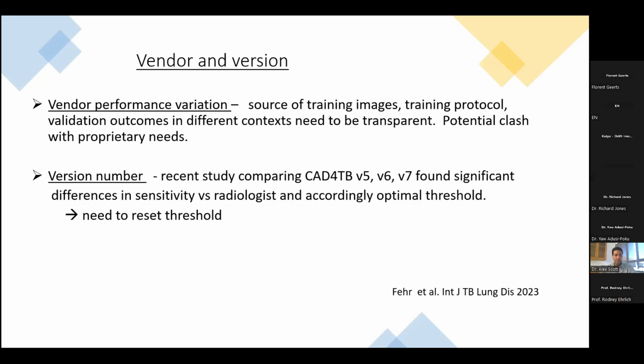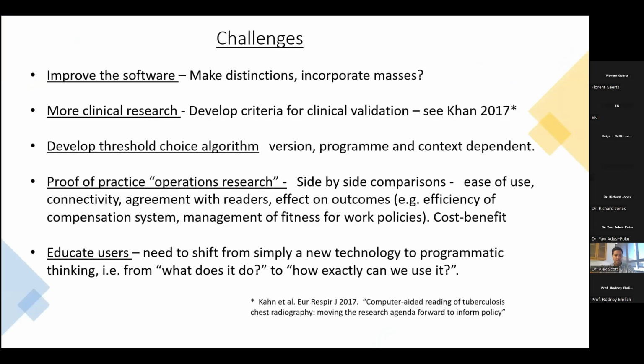A recent study in South Africa compared 3 different versions of CAD for TB, 5, 6, and 7, and found significant differences on the same data set compared to radiologists, the same X-ray set. Significant differences, particularly in sensitivity, and particularly with the last version, this has been published, and accordingly, the optimal threshold. So the threshold would have to be reset. Next slide, please. That's my last slide.